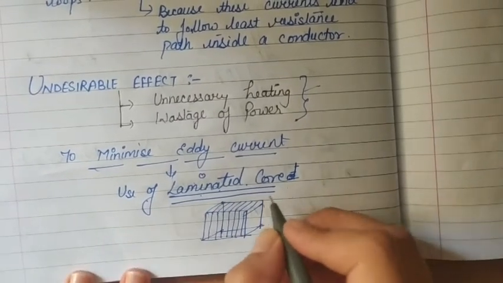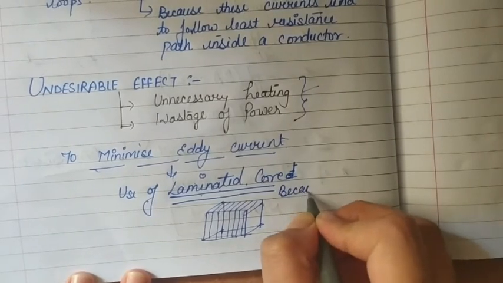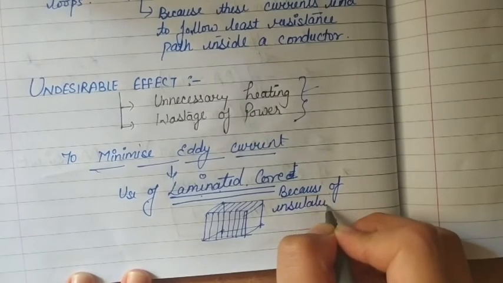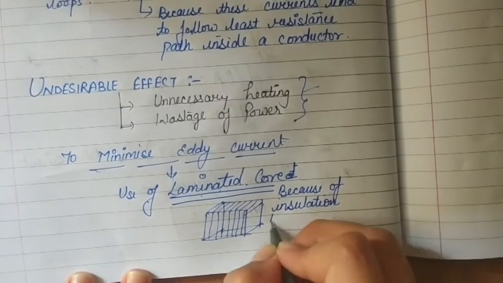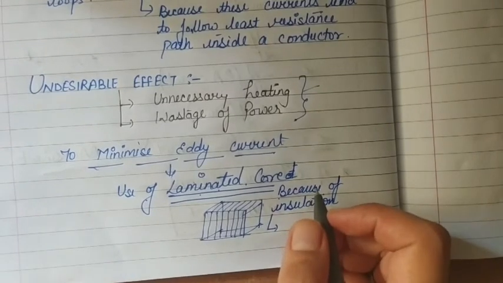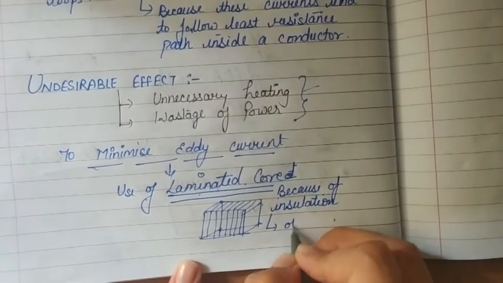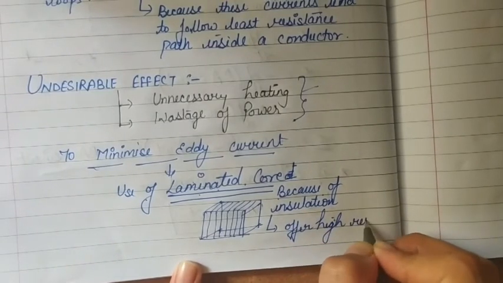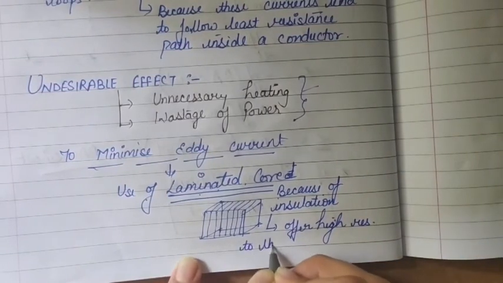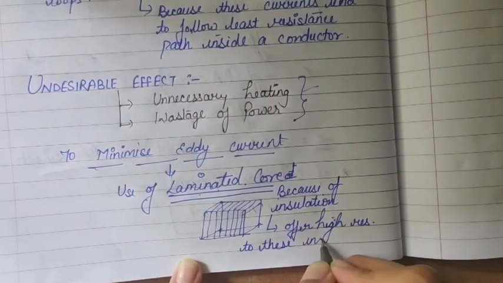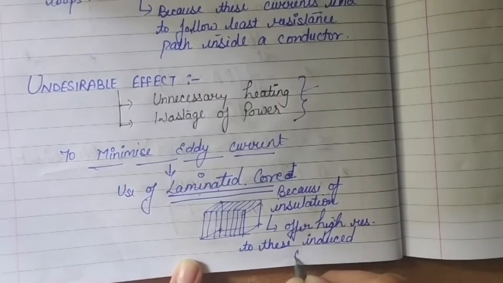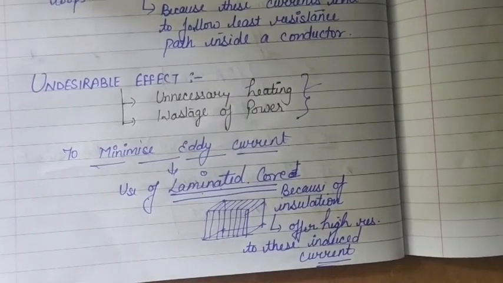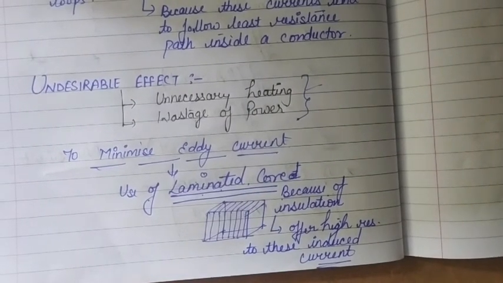So what happens is that the main motive of the insulation is to increase resistance. Because of this insulation, they offer high resistance to these induced currents. So the undesirable effect of eddy currents can be reduced by using a laminated core.